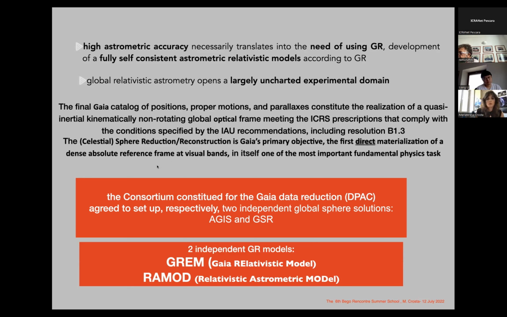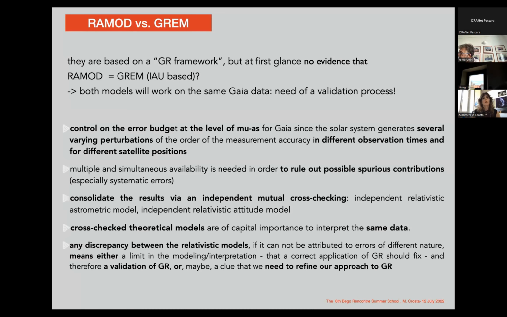So for this reason, the consortium constituted for the Gaia data reduction agreed to set up two independent global sphere solutions, AGIS and GSR. I will let you explain later a little bit. And these two independent global sphere solutions also have two independent relativistic models, the GREM model, the Gaia baseline relativistic model, and the RAMOD model, the relativistic astrometric model. Both models work on the same Gaia data, so actually, at the moment a validation process is in place between the two models.